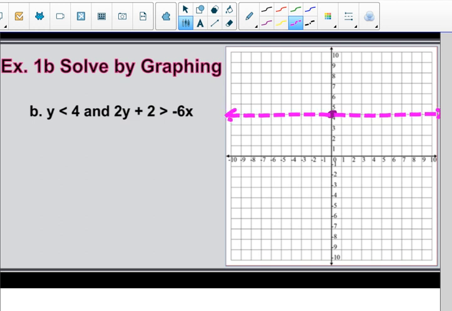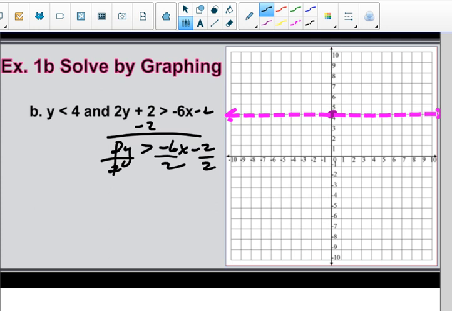Okay. The next one, I need to get y by itself. So I'm going to subtract 2 on both sides. So I have 2y is greater than -6x minus 2. Then divide by 2 on both sides. So I have y is greater than negative 3x minus 1. So now I can put a point at negative 1 on the y-axis.